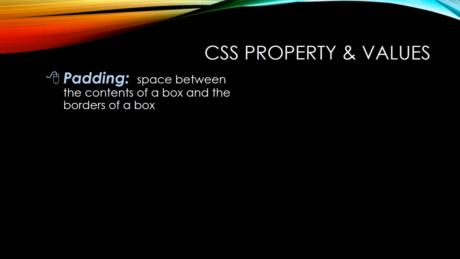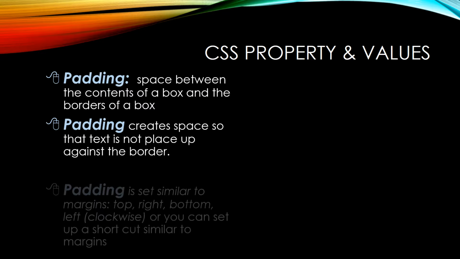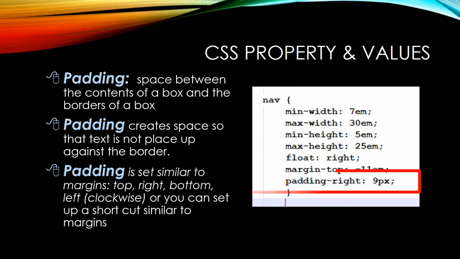Properties and values. We have identified our selectors as being HTML tags. There is a property and value that you need to be aware of called padding. This is the space between the contents of a box and the borders of a box. Padding creates space so that text is not placed up against the border. Padding is set similar to margins. You have your top, right, bottom, left, and you want to go clockwise. Or you can set up shortcuts similar to margins as well. In the example to the right, notice that we have our nav bar with padding-right of 9 pixels.